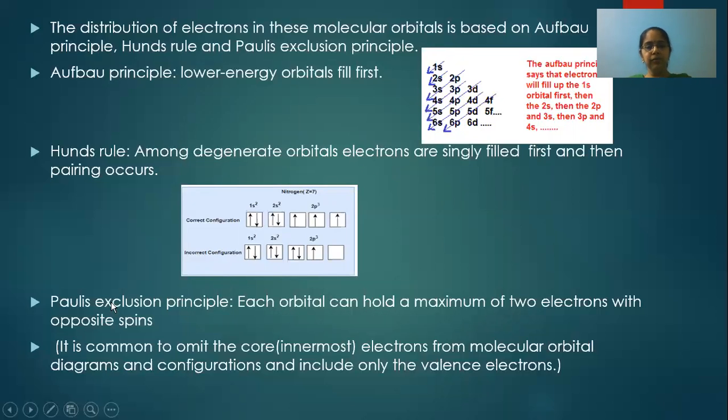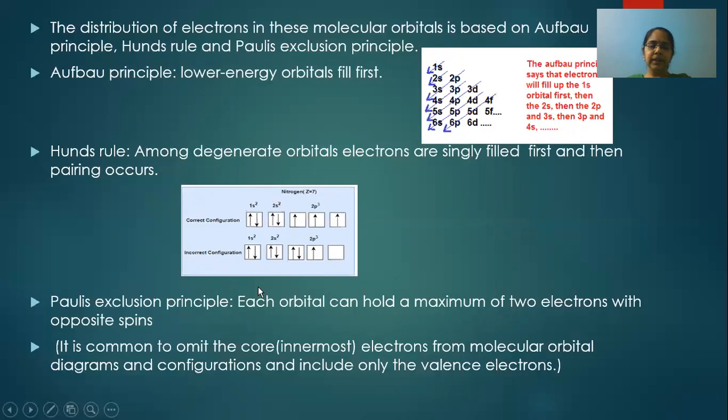Now the third rule is Pauli's exclusion principle, where each orbital can hold a maximum of 2 electrons with opposite spins. That means no 2 electrons in an orbital will possess all 4 quantum numbers the same. So like atomic orbitals, molecular orbitals are also filled with electrons based on the Aufbau principle, Hund's rule, and Pauli's exclusion principle.